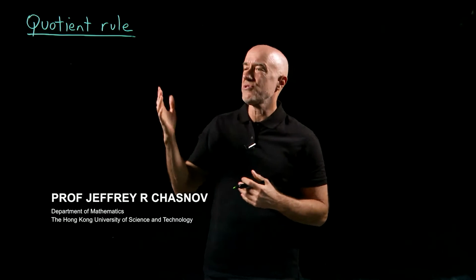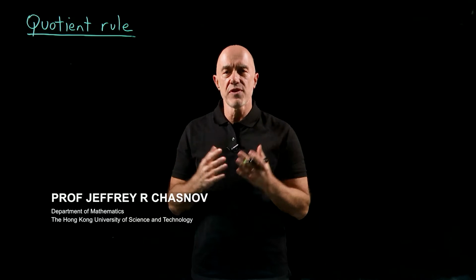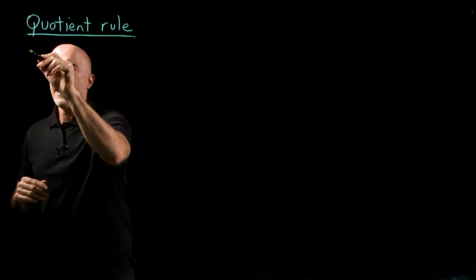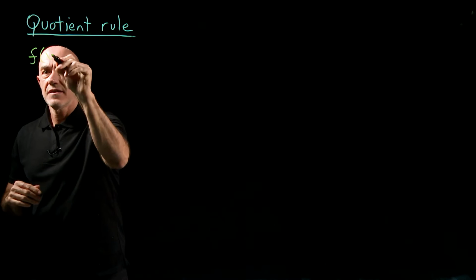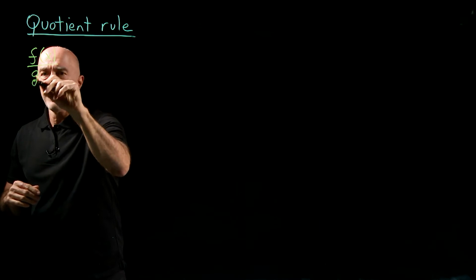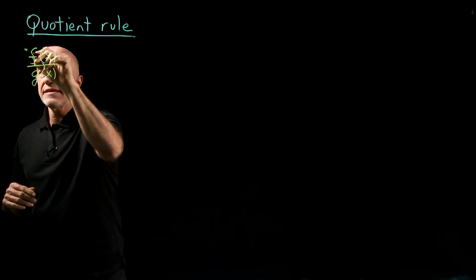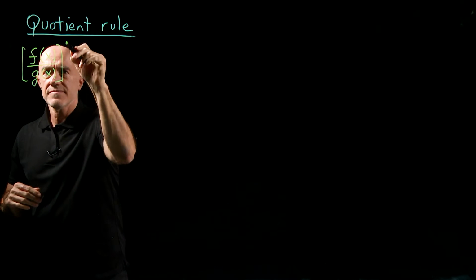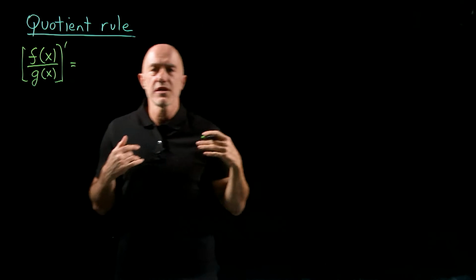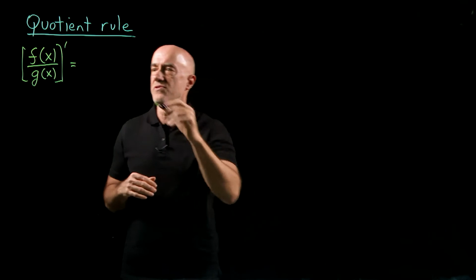Now let's learn the quotient rule. What's the derivative rule for the quotient of two functions? So we have f of x divided by g of x, and we want to take the derivative of this. So again, we're going to go back to the definition of the derivative.